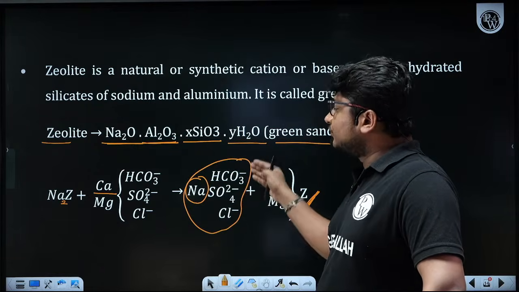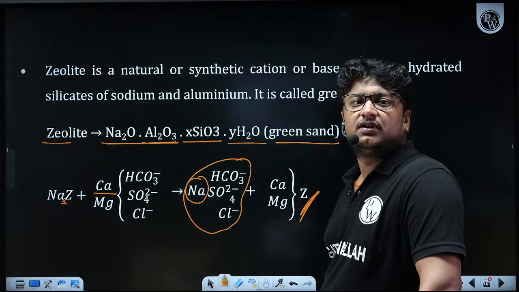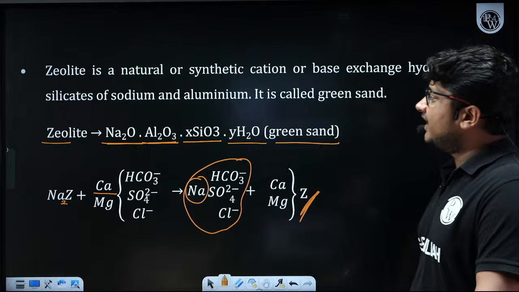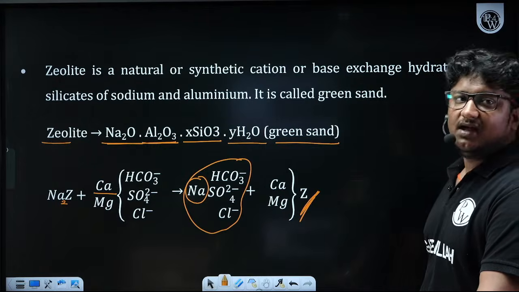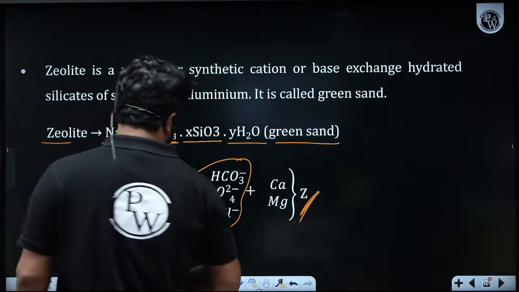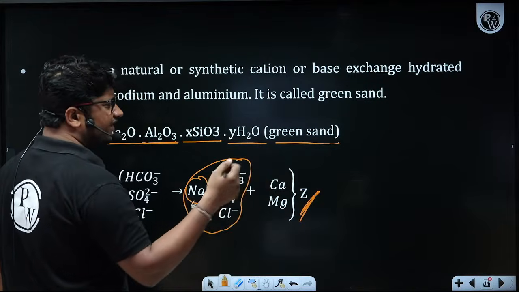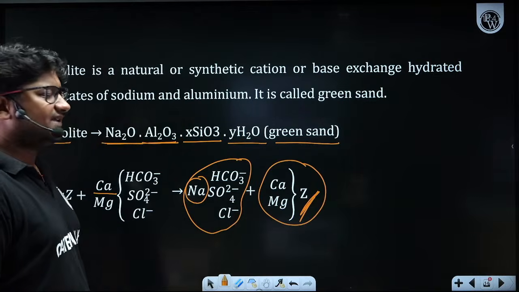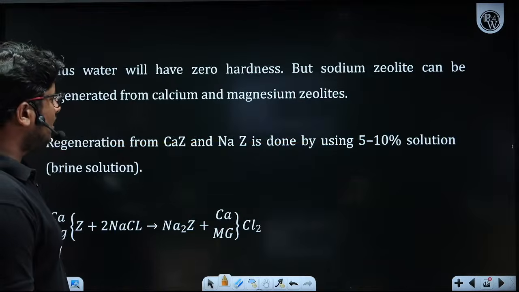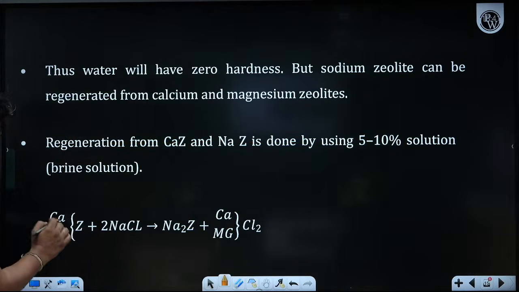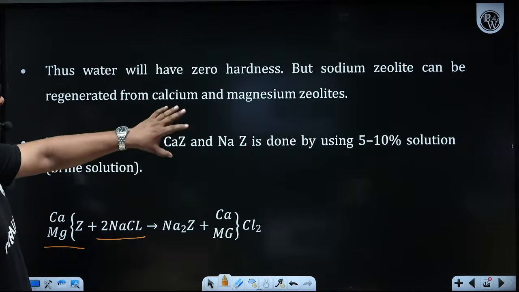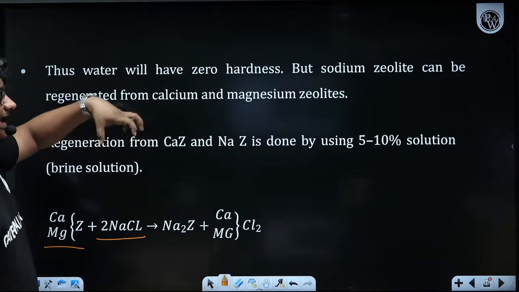So if this goes with the water, we don't have any problem with that. And that's what happens in the zeolite bed process, the ion exchange process. And the good thing is what? After some time, when you feel that the bed is completely saturated with Ca and magnesium cations, and you want to regenerate the bed, what you simply do is put that zeolite bed into a brine solution.